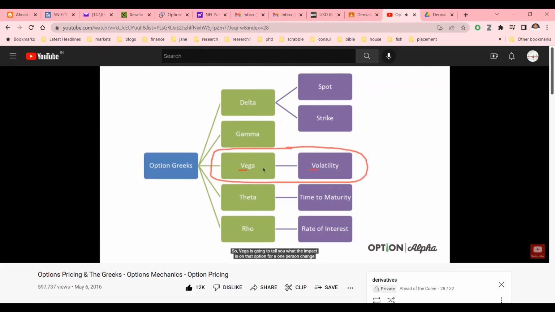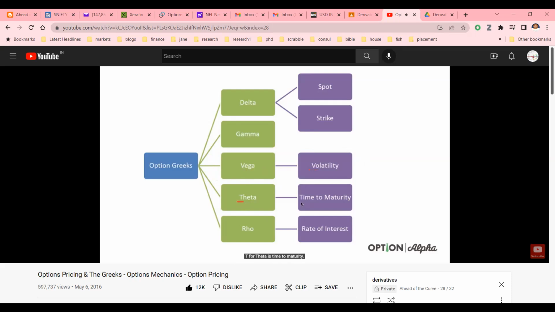So Vega is going to tell you what the impact is on that option for a 1% change in volatility. And again, that's all things being equal. What happens to the value of that option should volatility go up or down by 1%?